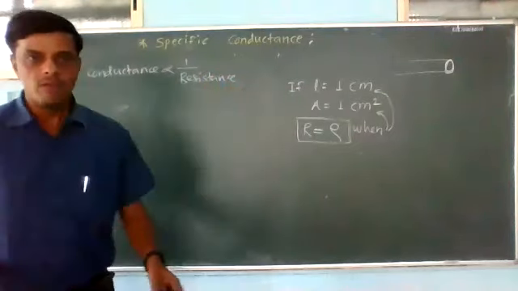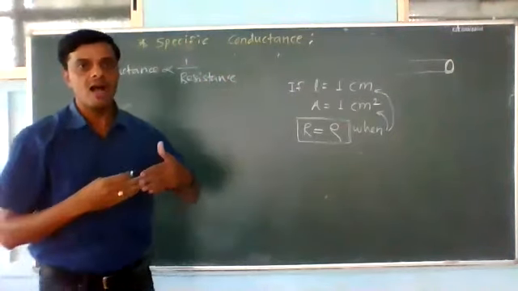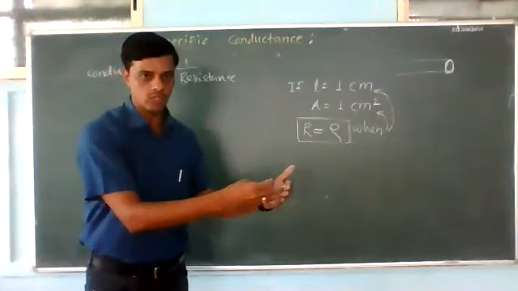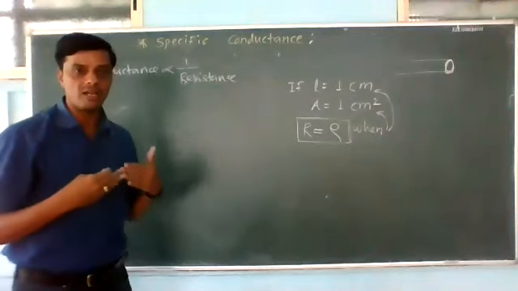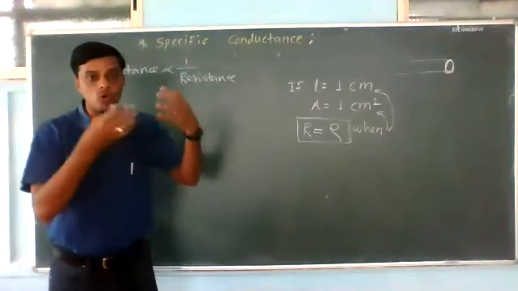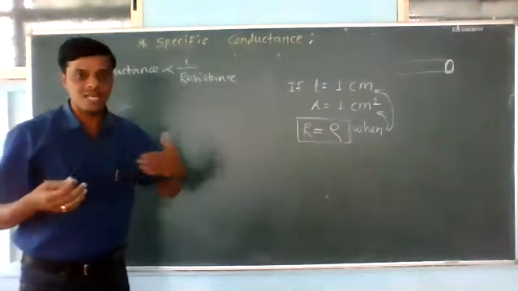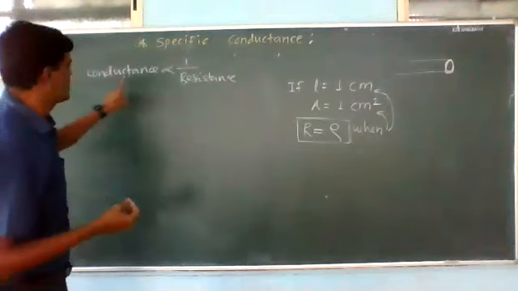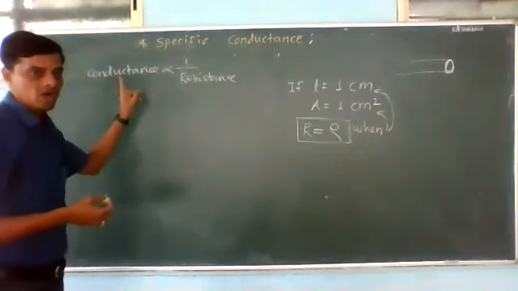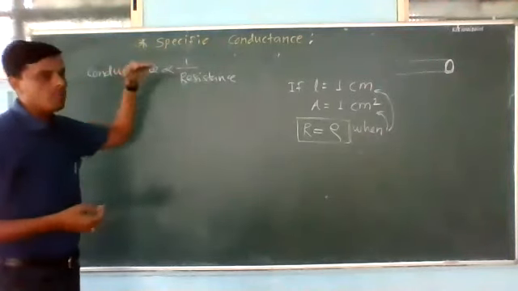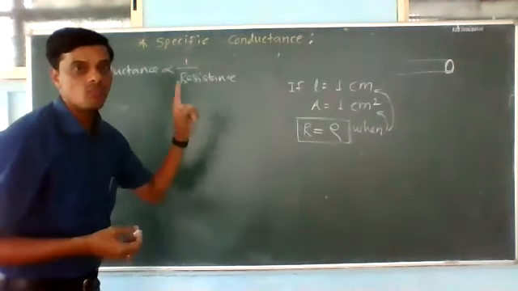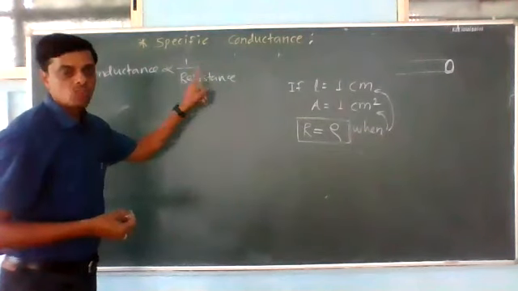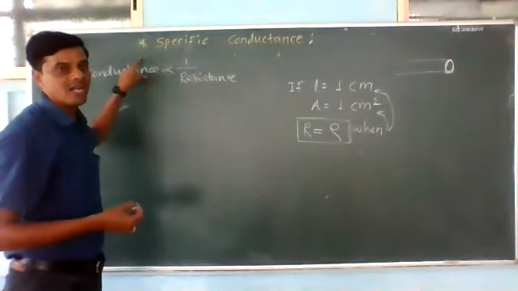Obviously, if any conductor has high resistance, it will allow less electric current to flow through it. If its resistivity is very high, then its conductance will be low. Or if the resistance is low, then its conductance is high. That is the meaning. As we already know, the conductance of any conductor is inversely proportional to the resistance of that conductor. Smaller the resistance, greater the conductivity.